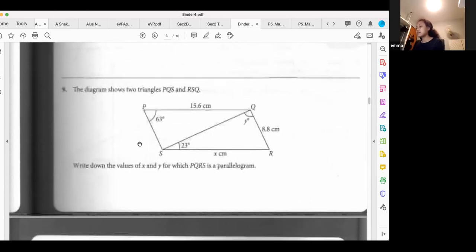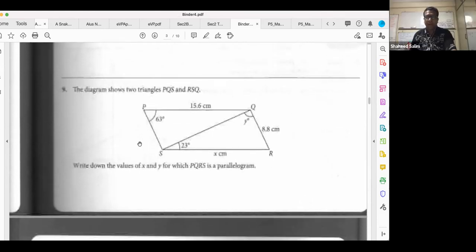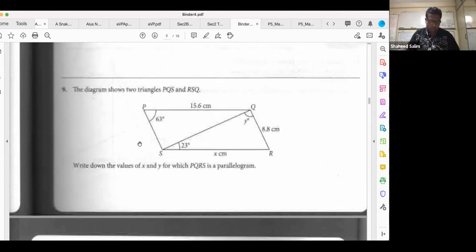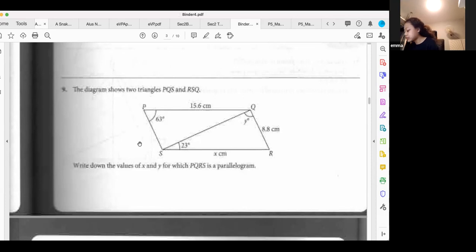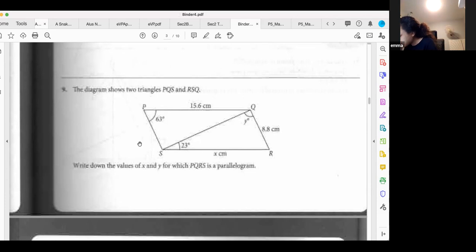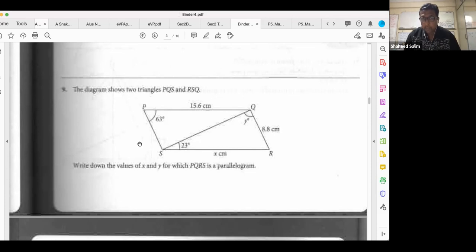Can we just try this one, number 9? The values of x and y. This is faster. You just tell what the answer is. 15.6. Okay, and y? 40. Sorry? 40. No, cannot be 40.